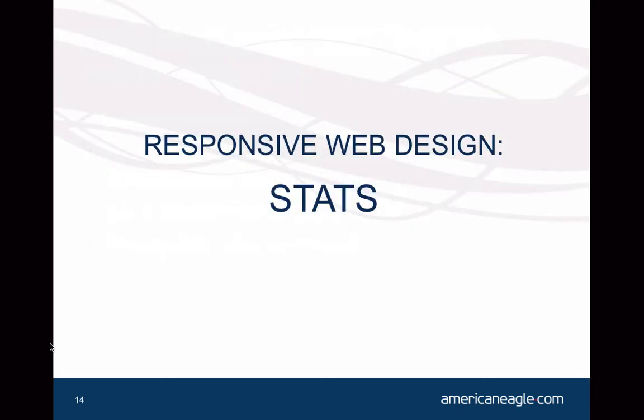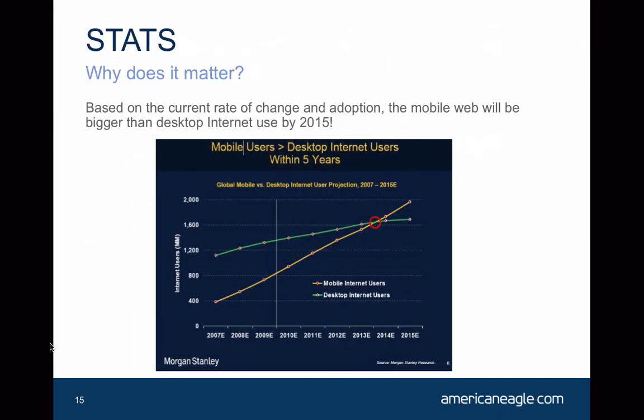So let's go over some recent stats. Based on the current rate of change and adoption, it's said that the mobile web will actually overtake desktop internet use around 2014-2015. That's pretty amazing in itself, because think of how much users are going to be using your site. If they're on it more on a smaller device, you need to cater to those needs.